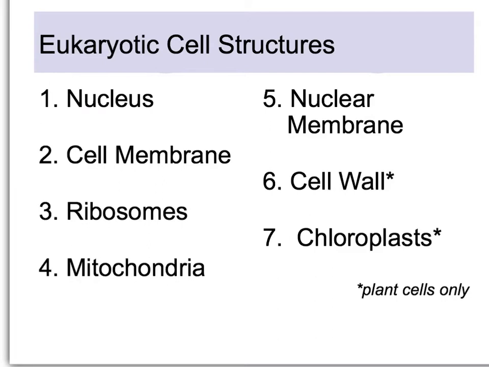You'll see that over here, number 6 and 7, I have a little asterisk. That means they are found in plant cells only. So plant cells have 1, 2, 3, 4, 5. So they have a nucleus, a cell membrane, ribosomes, mitochondria, and a nuclear membrane. But they also have 6 and 7. Animal cells only have 1 through 5. So cell wall and chloroplast, plant cells only.